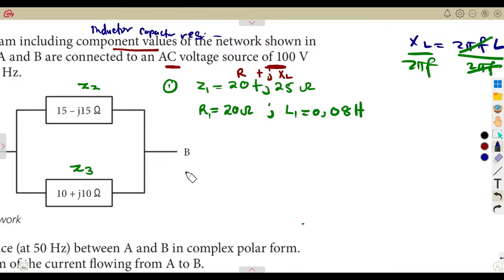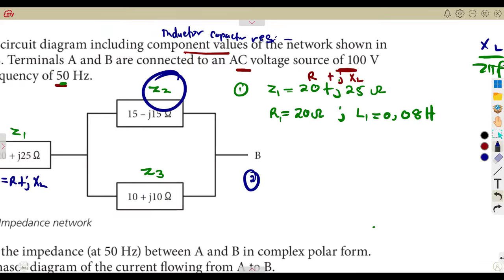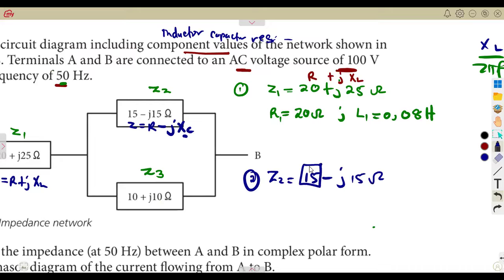Let's move on to the second impedance that you're given. What is the reactance there? There is a minus, so that is a capacitive. Remember, Z is equal to R minus JXC. Once there's a minus, it's XC. So meaning to say from our Z2, which is 15 minus J15 ohms, 15 here is for the resistance, and this other 15 is for the reactance of the capacitor XC.